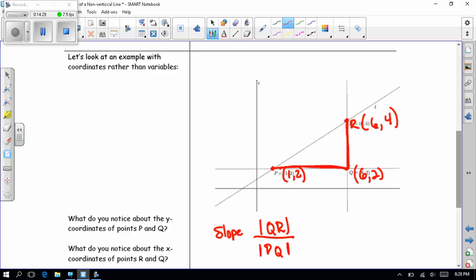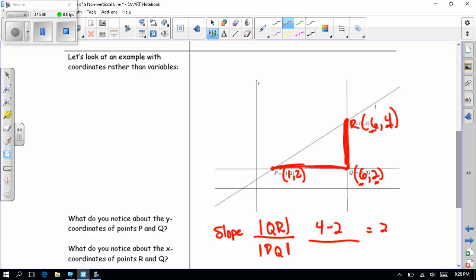Being that we don't have lines, we can't count them, so we can use the coordinates to help us out here. So the measure of QR is going to be the difference of our Y's. If you notice, the X's are the same, 6 and 6, but our Y's are different, 4 and 2. So what I could do is take the difference of those to figure out this length. So it'd be 4 minus 2, which is 2.